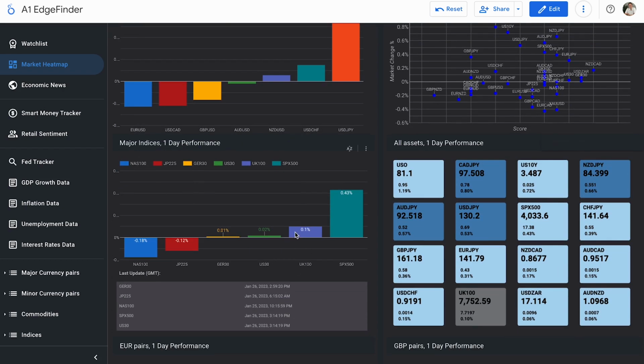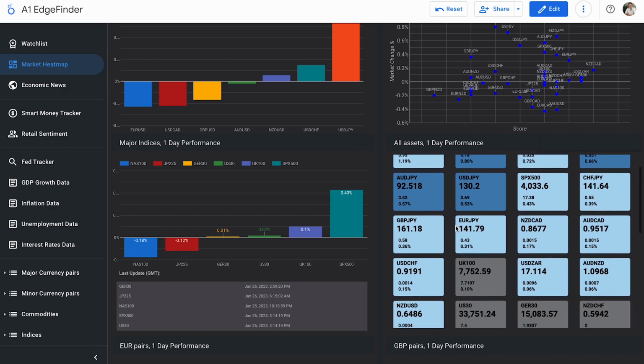Taking a look at our major indices, the S&P 500 has made some nice moves to the upside, up 0.43% on the day. The NASDAQ 100, on the other hand, over the last 2 days was our biggest mover to the upside out of all of our assets. So far today has fallen down 0.18% on the day. US oil right here is actually our biggest mover to the upside out of all of our assets. Right here, we can see that it is up 1.19% on the day.